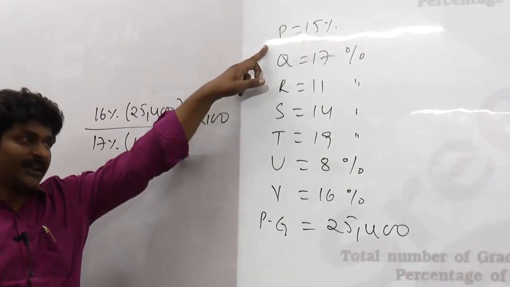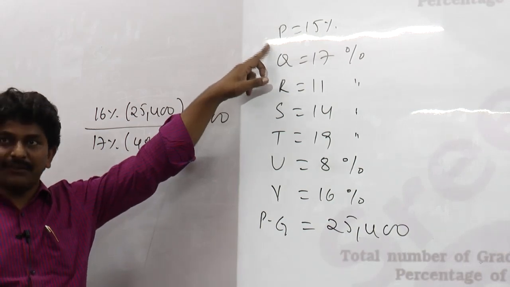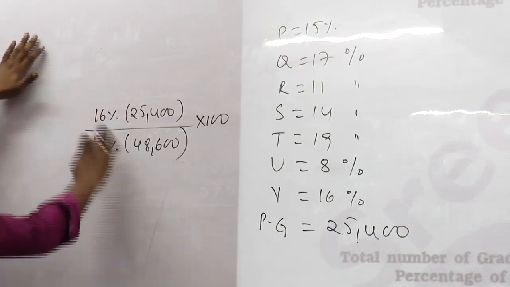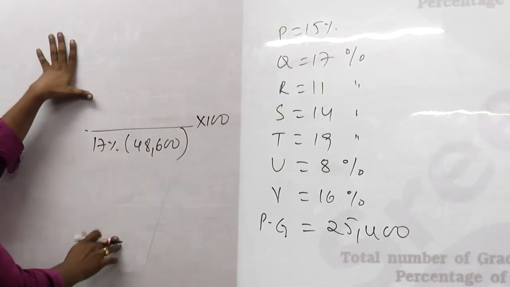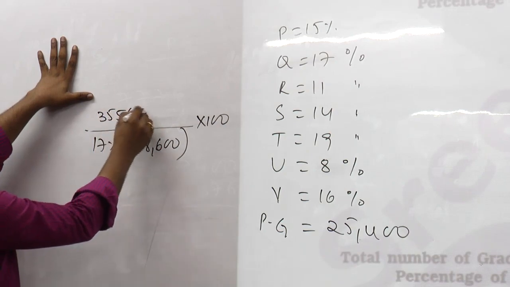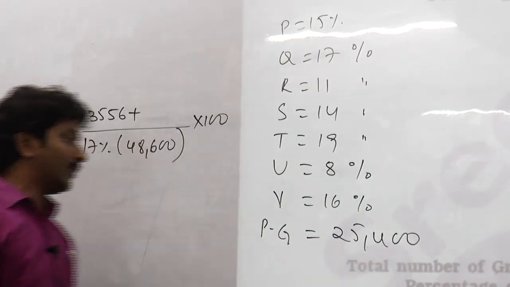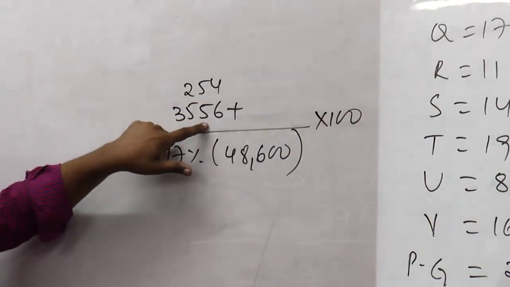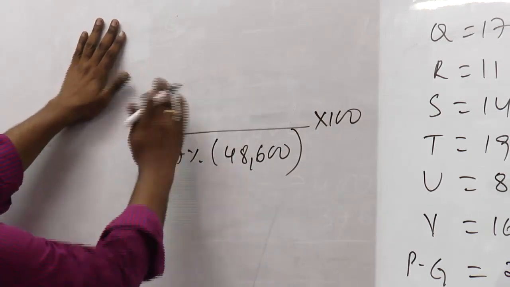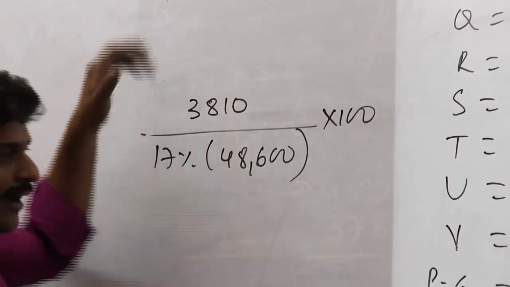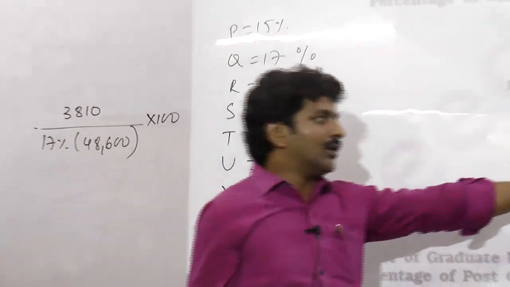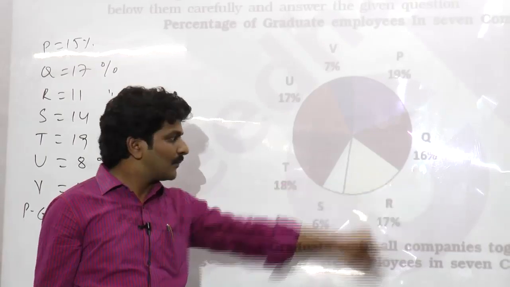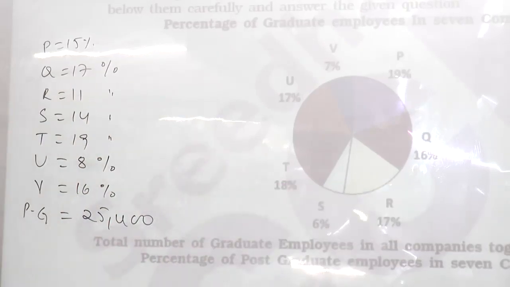We have calculated 15%, I think. We have calculated 15%. That was 3556. That is 15%, 3556. To that you need to add 1%, which is 254. Add 254 to this number, 3810. So that becomes 3810. And here we know 16% for the previous question only, I think. 3810.